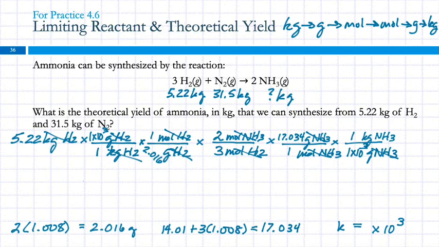So now it's plug and chug. So 5.22 times 1 EE3 divided by 2.016 times 2 divided by 3 times 17.034 divided by 1 EE3 gives 29.403 kilograms NH3.